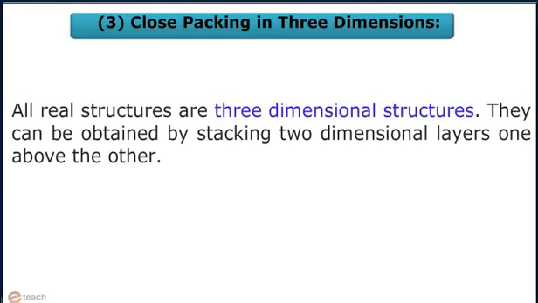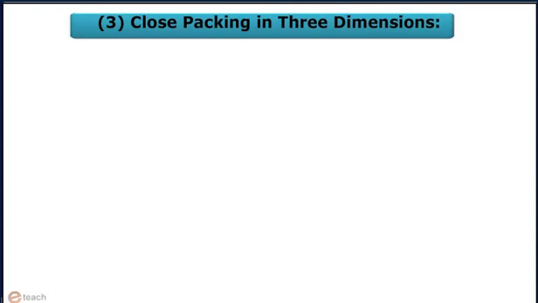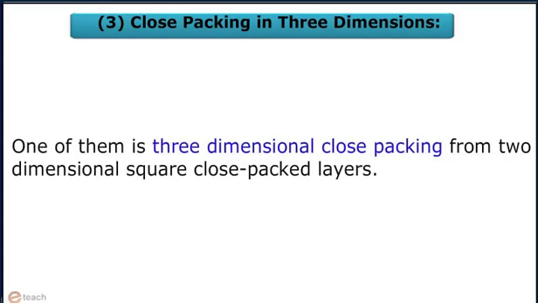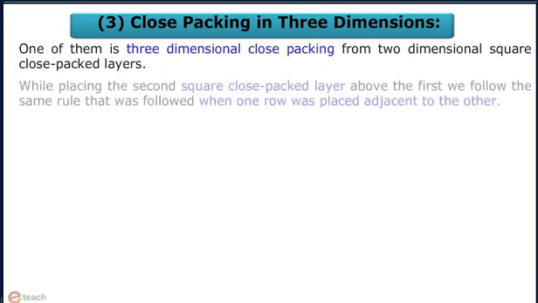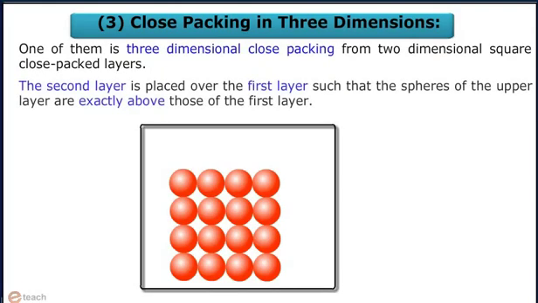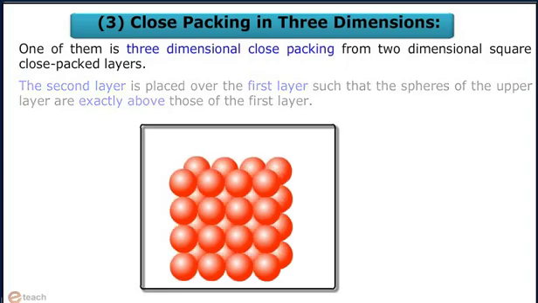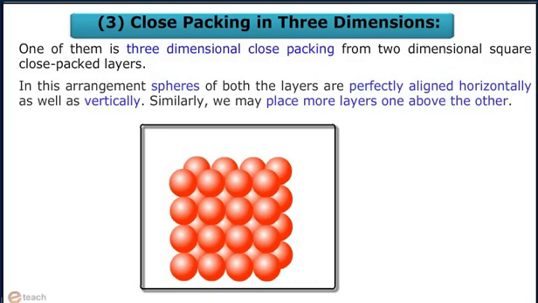Close packing in 3 dimensions. All real structures are 3-dimensional structures. They can be obtained by stacking 2-dimensional layers one above the other. One of them is 3-dimensional close packing from 2-dimensional square close-packed layers. The second layer is placed over the first layer such that the spheres of the upper layer are exactly above those of the first layer. In this arrangement, spheres of both the layers are perfectly aligned horizontally as well as vertically. Similarly, we may place more layers one above the other.